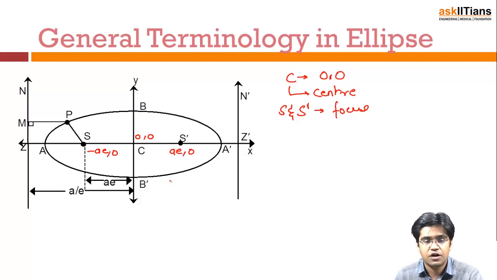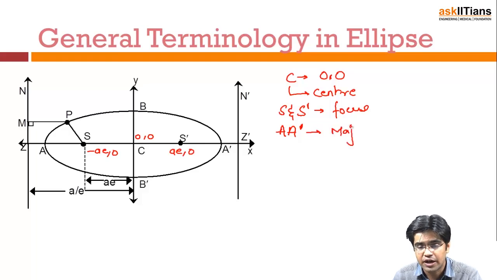If you analyze how I have written these S and S dash coordinates, you can clearly say that AA dash is actually on the x-axis, but here we call it the major axis. Now if A dash A is the major axis, the coordinate of this point A dash is A comma 0. The coordinate of this point A is minus A comma 0. So these are your major axis and its extremities. These extremities are also called vertices of ellipse. Similarly, we have BB dash. BB dash is actually the minor axis.